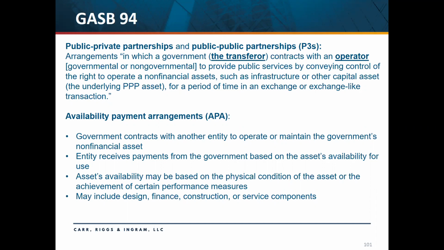These availability payment arrangements, the APAs, are government contracts with another entity to operate or maintain the government's non-financial asset. The entity receives payments from the government based on the asset's availability for use. Asset availability may be based on the physical condition of the asset or the achievement of certain performance measures, and may include design, finance, construction, or other service components.